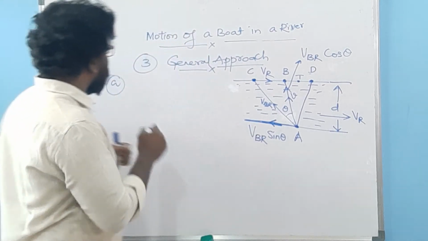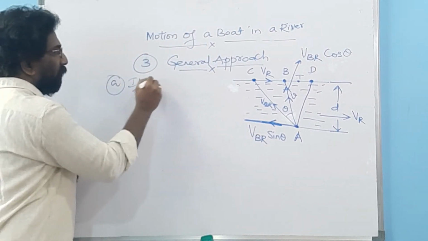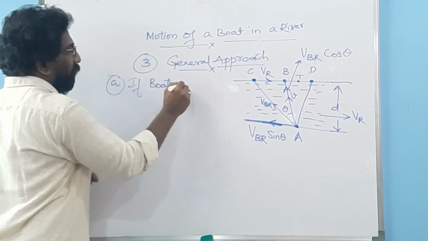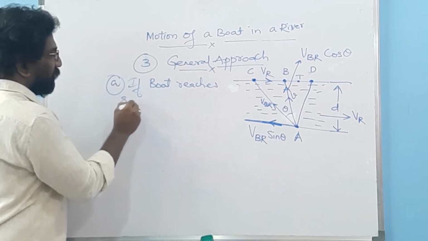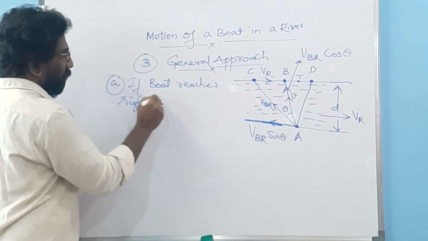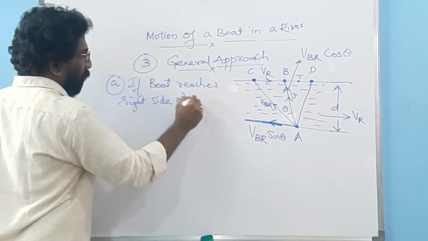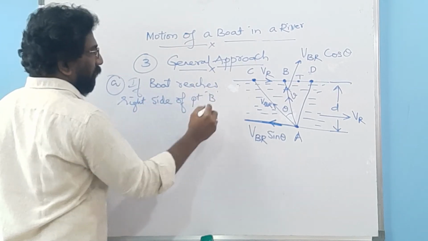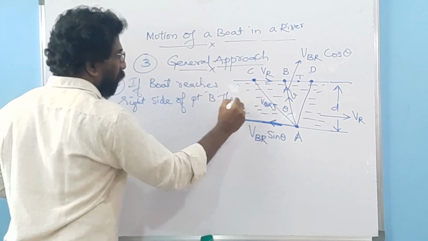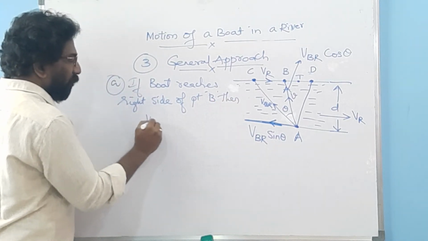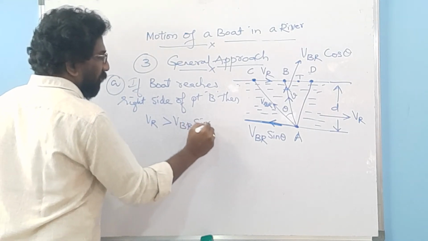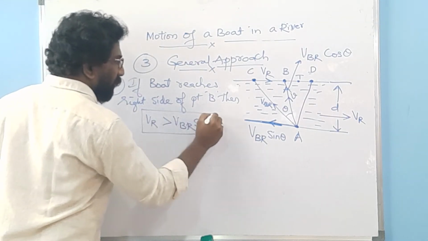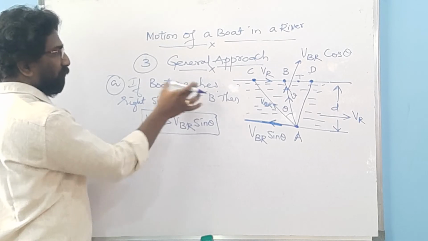So now here, if the boat reaches the right side of point B, then what is the condition? Your VR is greater than VBR sin theta. This is an important condition. They may ask what is the condition for this one.